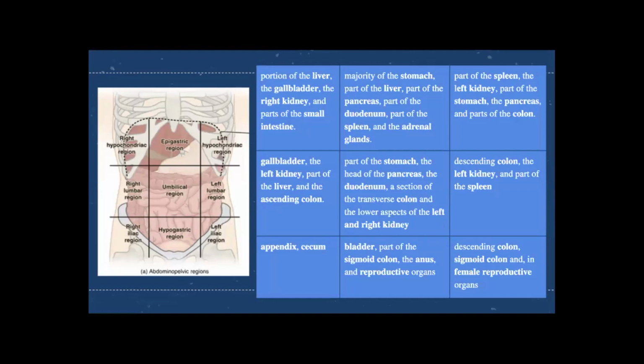And lastly, we have the hypogastric region. So below the stomach, hypogastric, we have the bladder, part of the sigmoid colon, the anus, and the reproductive organs.